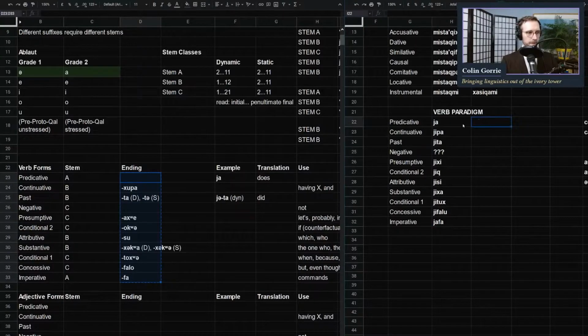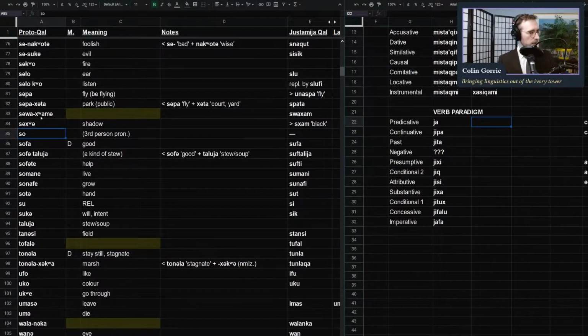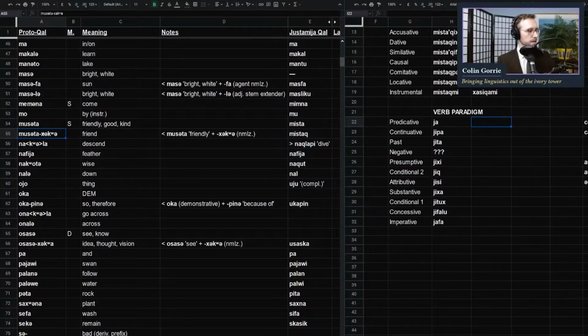Okay, so then let's take a more regular verb, one where we don't see this alternation of a and e, and let's look at what happens there. And this can be kind of our prototype for regular verbs in Justamija. So what do we have that might be a good case of that? And memona.